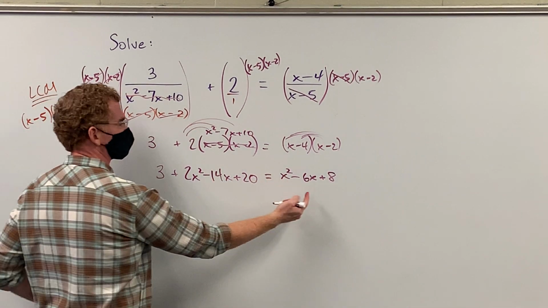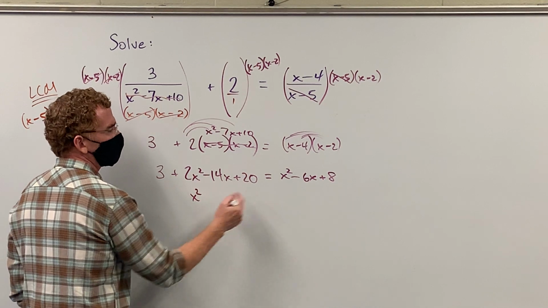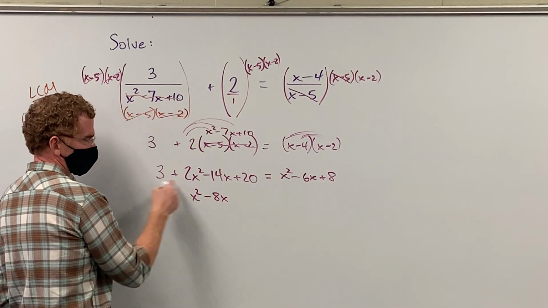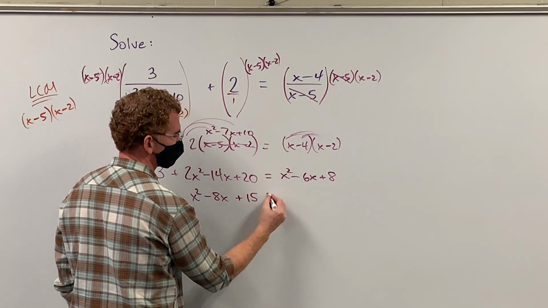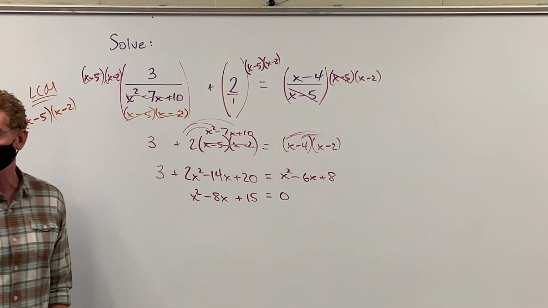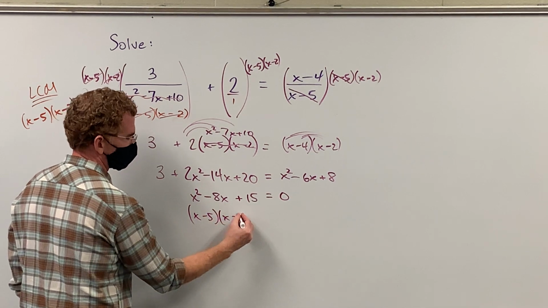So all of that's going to get subtracted over here. When I subtract an x squared, that gives me an x squared. When I add a 6x, that gives me a negative 8x. And when I take this 23 and subtract an 8, I get a 15. And then what should happen here if you've done everything correctly? It should factor. And sure enough, yeah, x minus 5, x minus 3.